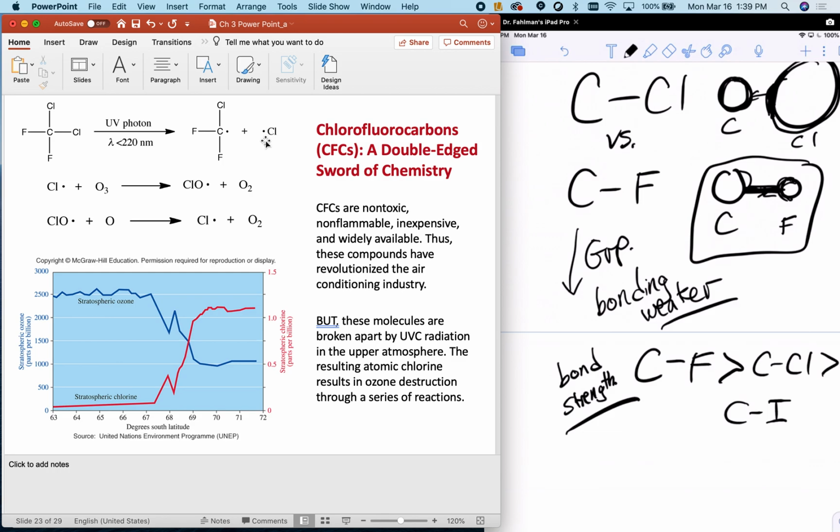And so it was found that this can also go after ozone. You form this, and then that will hit another oxygen atom that's around, and so you end up with more chlorine in the atmosphere. It's a cascading reaction where these attack ozone, which then attacks more oxygen to give you even more chlorine radicals. And so it was really increasing the concentration of stratospheric chlorine.